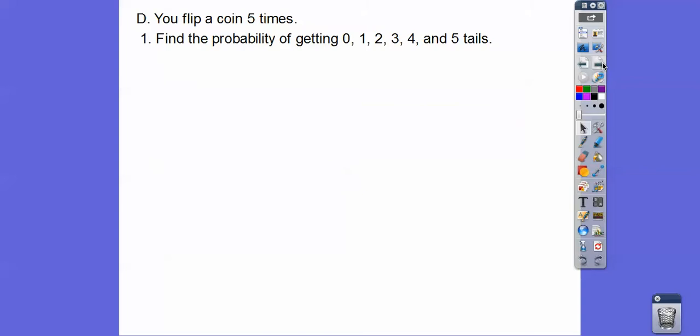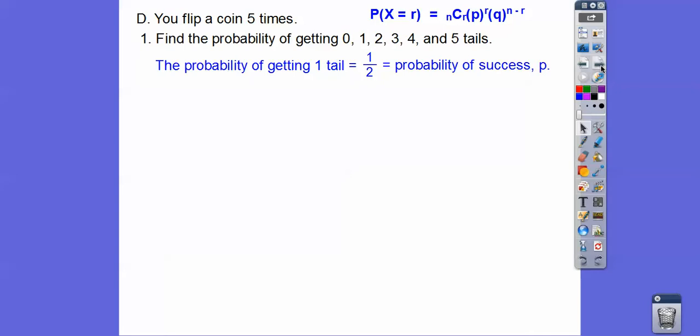So let's find the probability of getting 0, 1, 2, 3, 4, or 5 tails if we flip a coin 5 times. Here's our formula. n equals 5 because we're going to flip it 5 times. When I plug in a number, that's going to be r, so we'll plug in 0 here, and 5 minus 0 is 5. What is the probability of getting a tail if you flip a coin? There's one tail, two sides, so the probability of getting a tail is 1/2. That's our p, our success. So q is 1 minus that, so it's also a half.